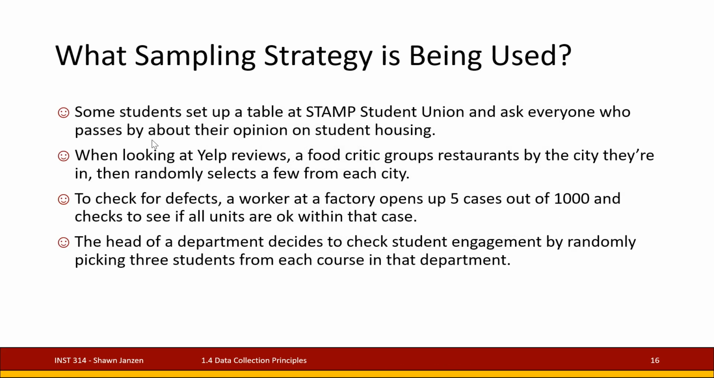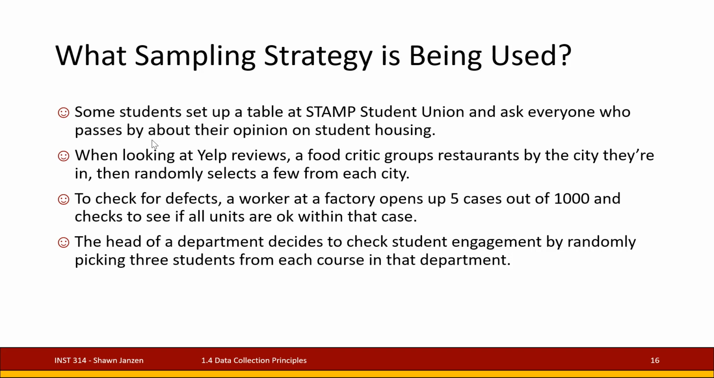So let's go ahead and look at a few different examples of potential ways we can collect sampling and figure out which one would be used in these situations. The first one says, some students set up a table at Stamp Union and ask everyone who passes by about their opinion on student housing. This might sound familiar to one we just referenced. The second one says, when looking at Yelp reviews, a food critic groups restaurants by the city and then randomly selects a few from each city.